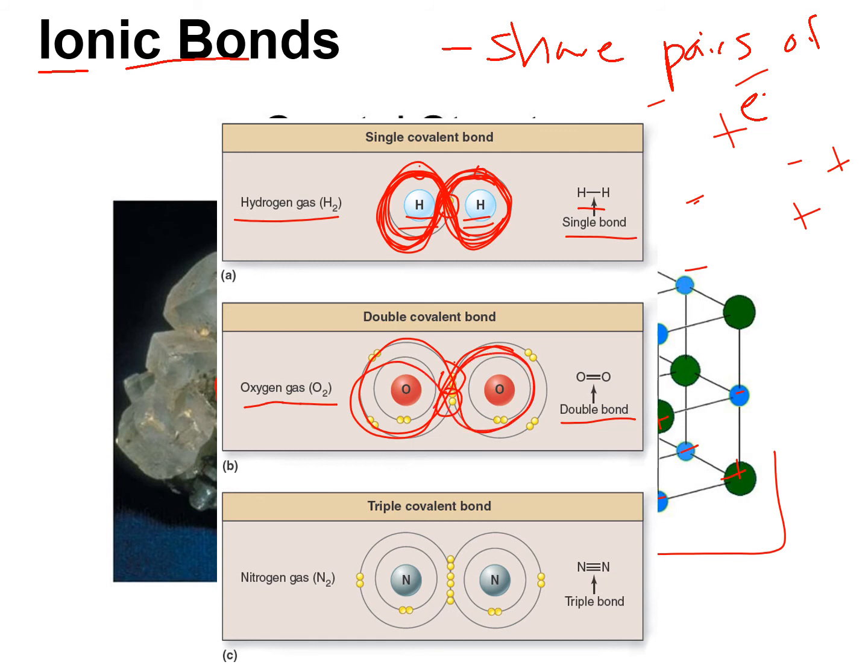And the last type of covalent bond you can have is a triple covalent bond. It's represented by 3 lines because you're sharing 3 pairs of electrons. And the 3 pairs of electrons, again, just like the other ones, are orbiting both nuclei. Covalent bonds are strong bonds.